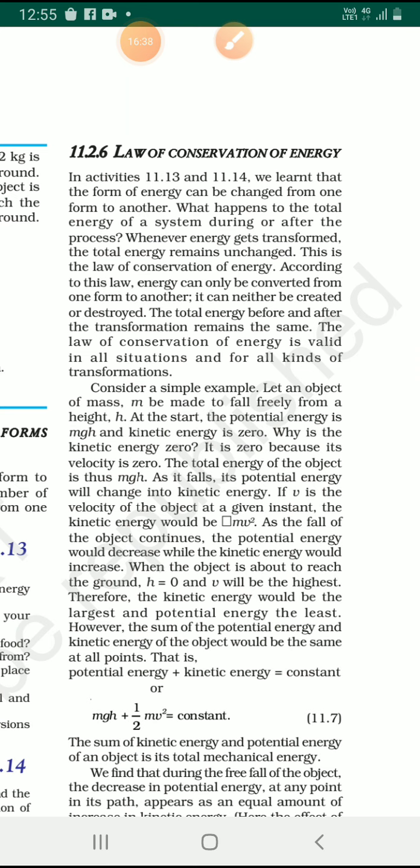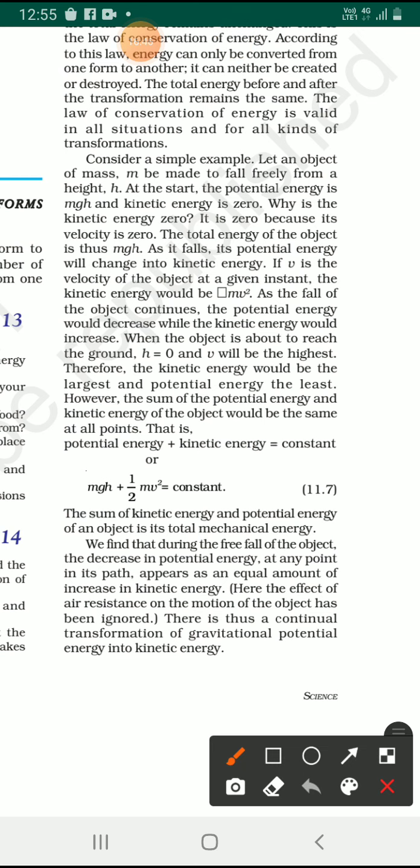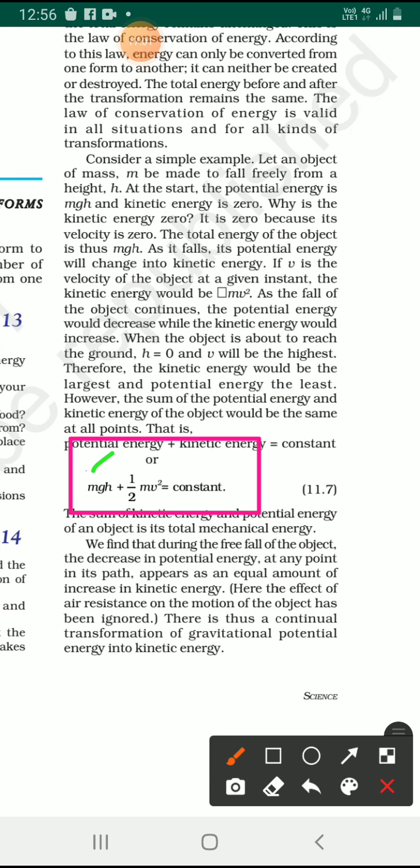So remember that, children. Potential energy plus kinetic energy always becomes a constant, as you can see in the picture here, marked. So mgh plus half mv square is equal to a constant, always. So mgh plus half mv square is equal to constant, means potential energy plus kinetic energy is equal to constant.